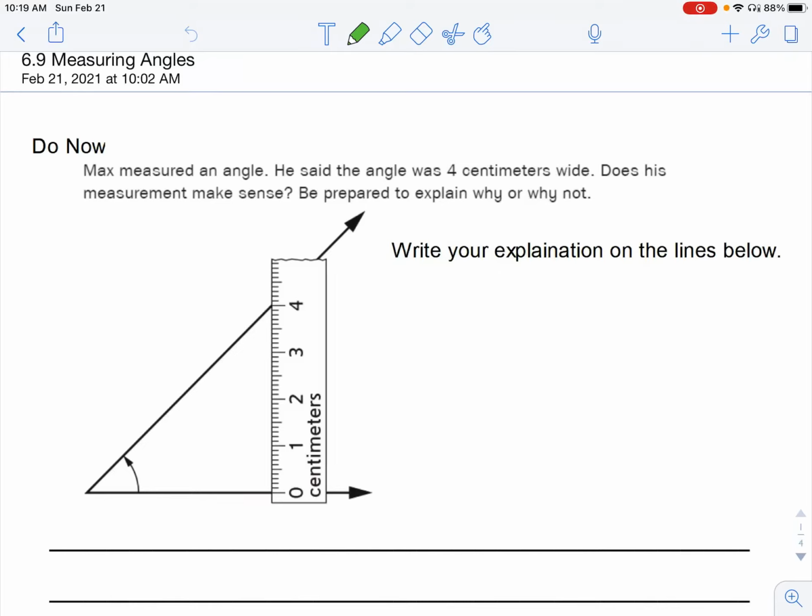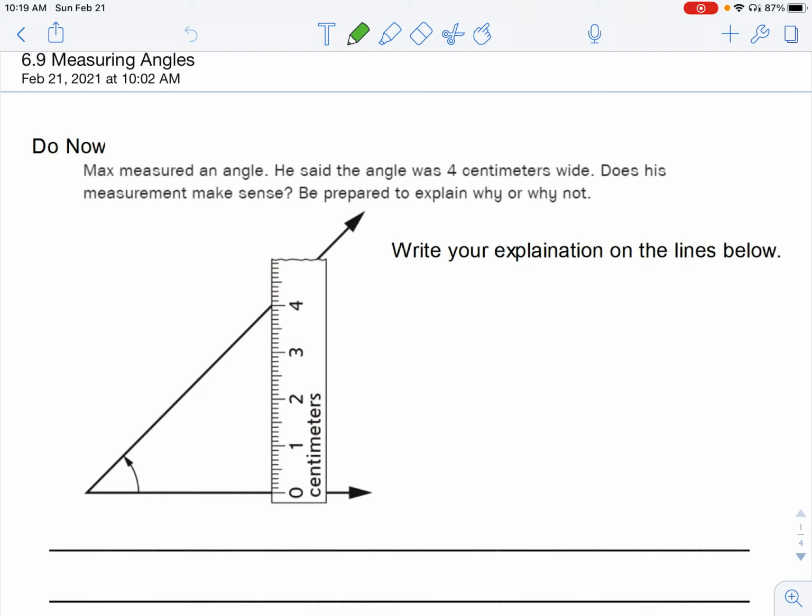Hi mathematicians, today we're going to talk about measuring angles. So I want everyone to try this do now. Max measured an angle. He said the angle was 4 centimeters wide. Does his measurement make sense? Be prepared to explain why or why not.